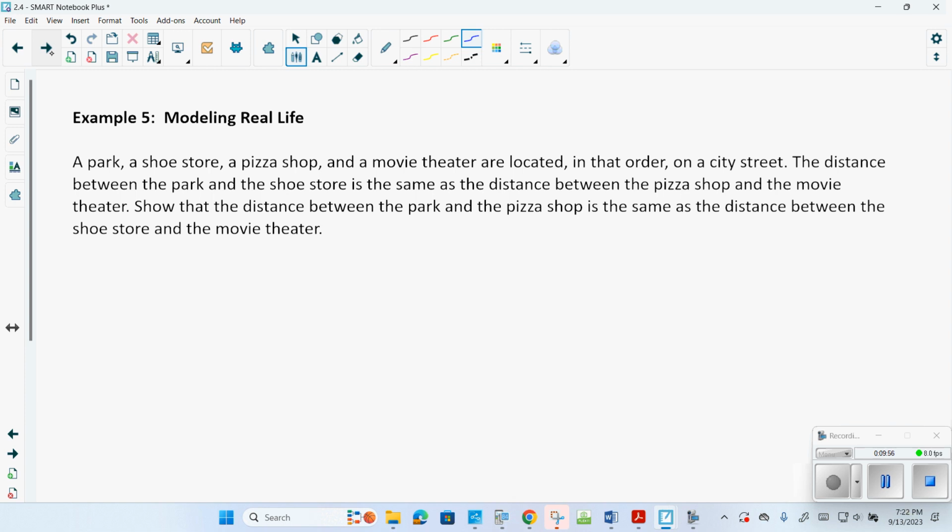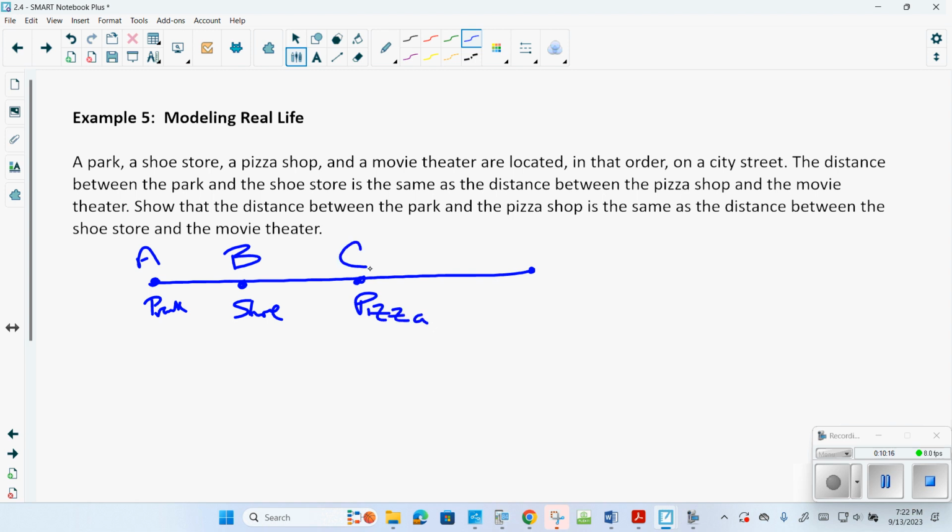This one's hard, and it probably takes a picture more than anything else. So I'm going to draw a little picture of a straight line. Here's the park. We're going to call that point A. And here's the shoe store. We're going to call that point B. Here's the pizza shop. We're going to call that C. And here's the movie theater. We're going to call that D. So as we go through this now, a park and a shoe store and a pizza shop and a movie theater are located in order on a city street.